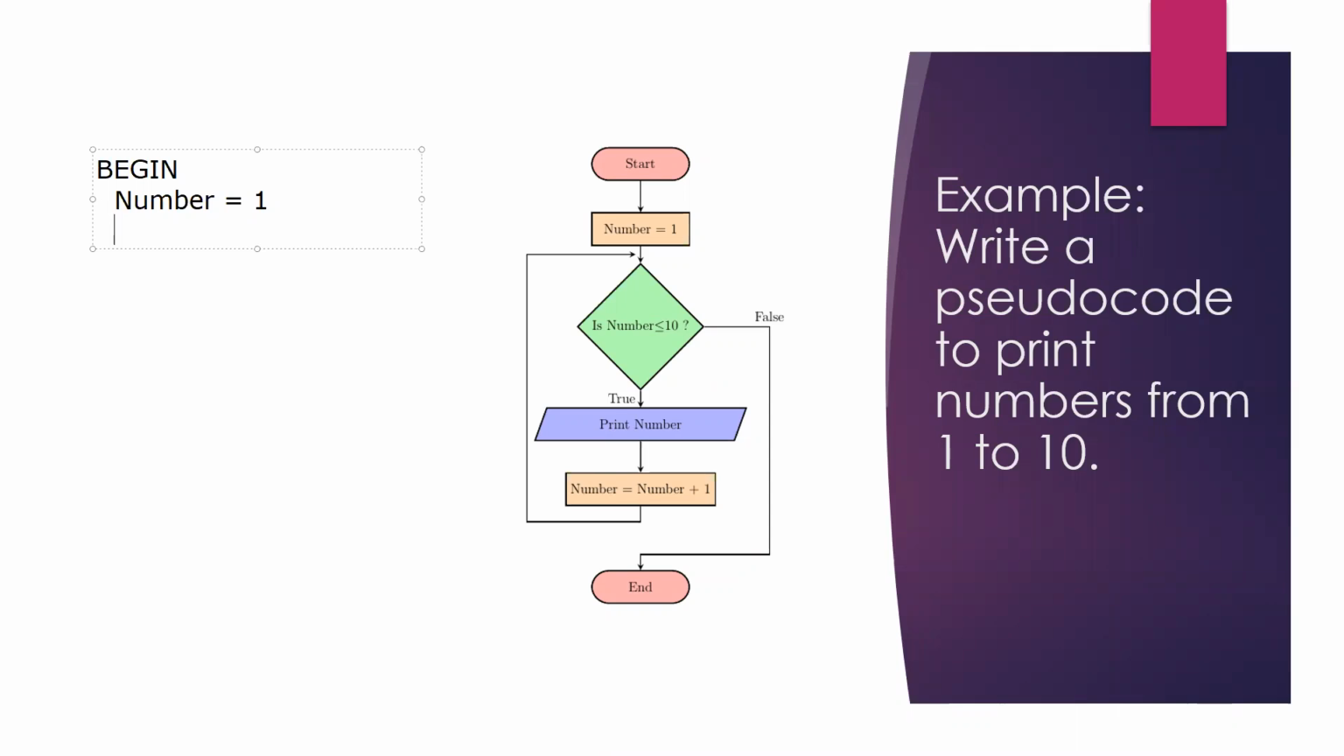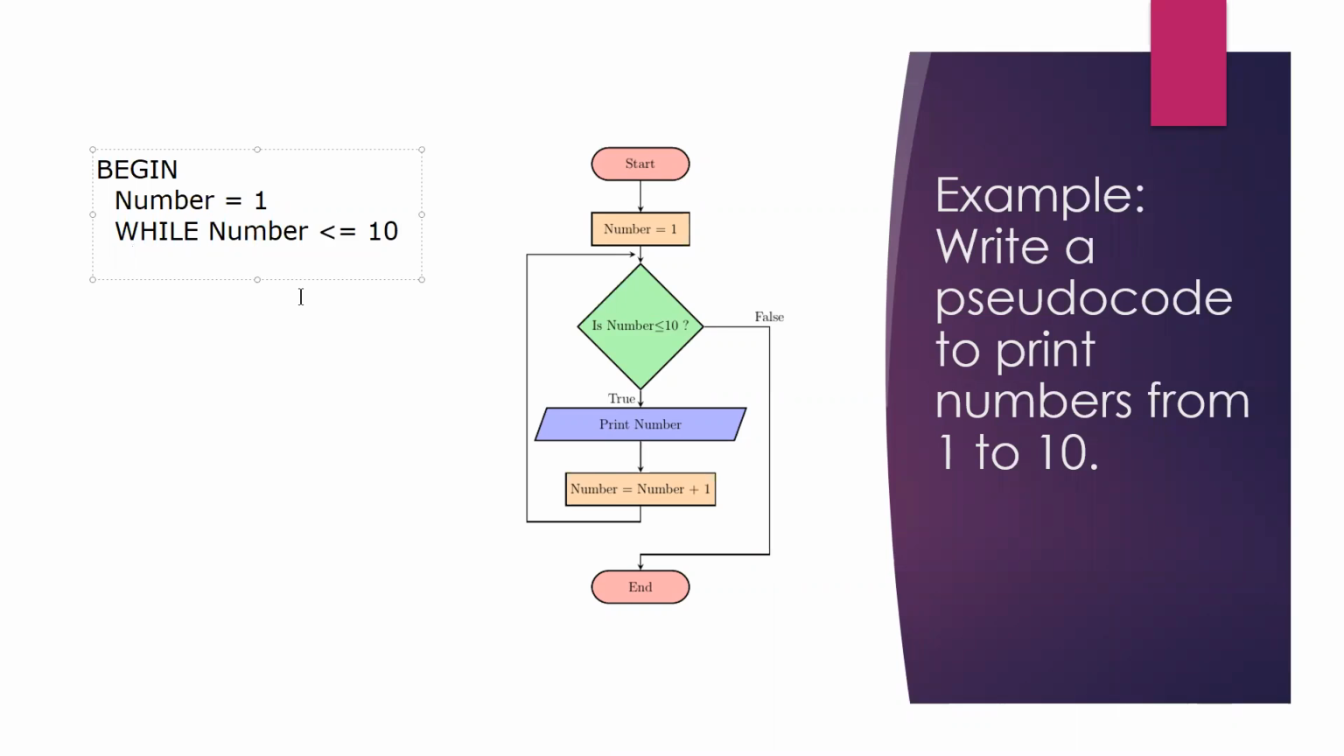Now to represent repetition in pseudocode, which word do we have to use? Pramodi? Yes, we have to say while. So let's put while here. And what is the condition? We are checking whether the number is less than or equal to 10, isn't it?